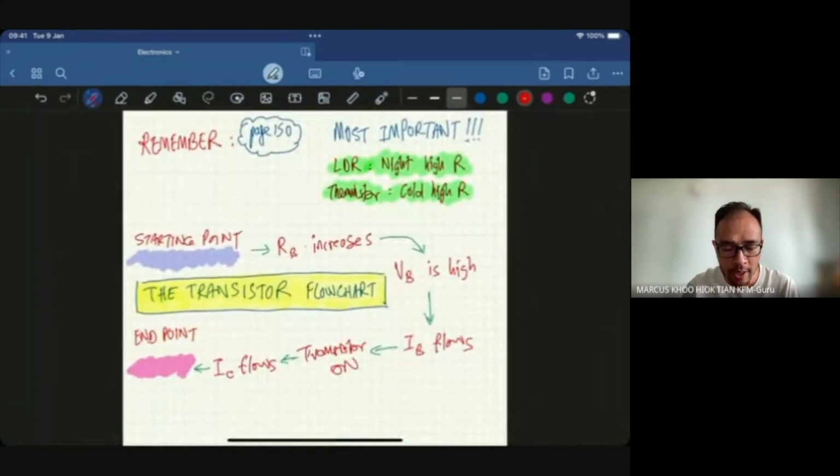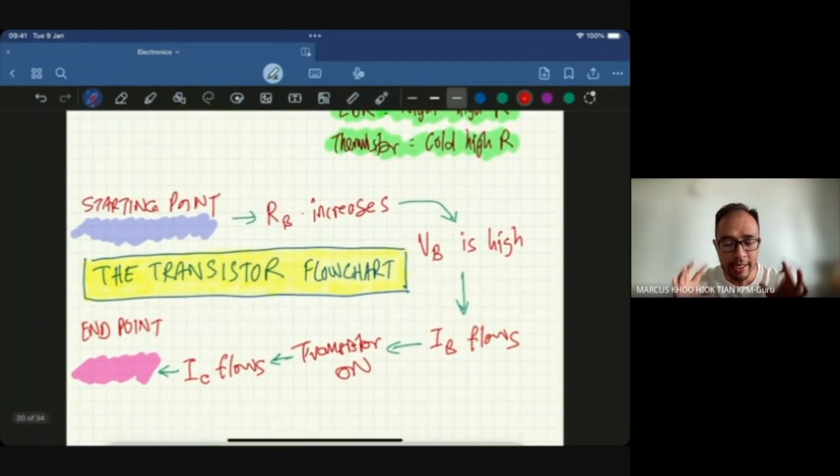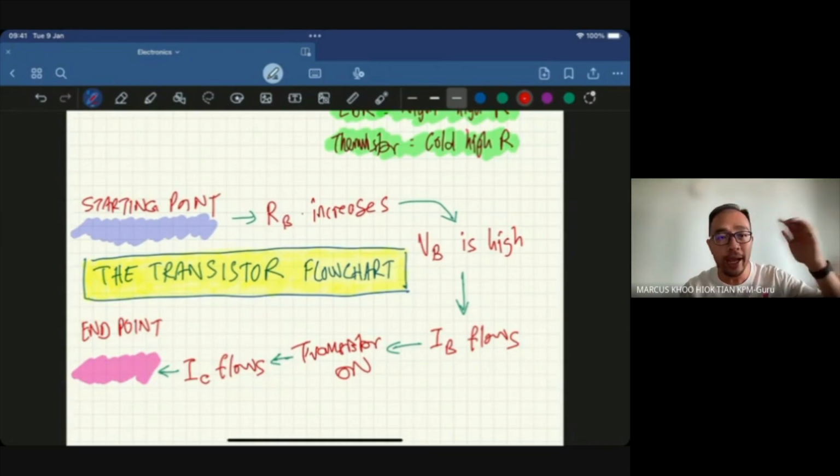So let me remind you once again, the transistor flow chart must always be there. There's always a starting point and there's an ending point. All the explanation regarding transistor, sorry, after the leaf blowing, now there's a grass cutting process going on. I'm not going to get a break. Anyway, I hope that the grass cutting sound is not distracting. So in all the transistor circuit explanations, follow the flow chart. The only thing that changes is the starting point and the ending point.